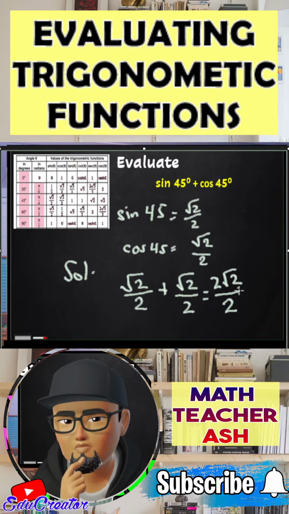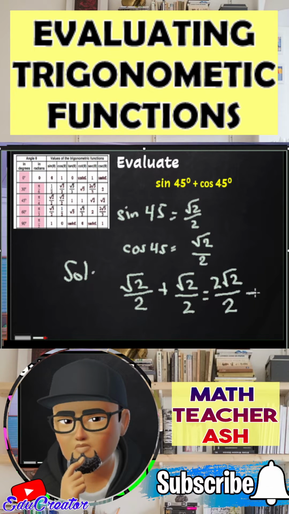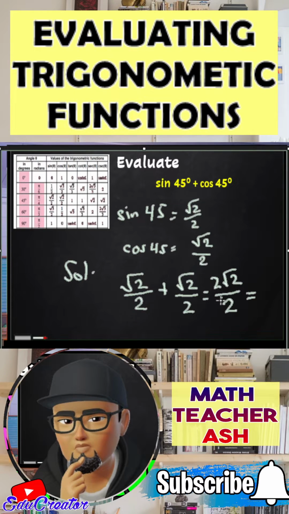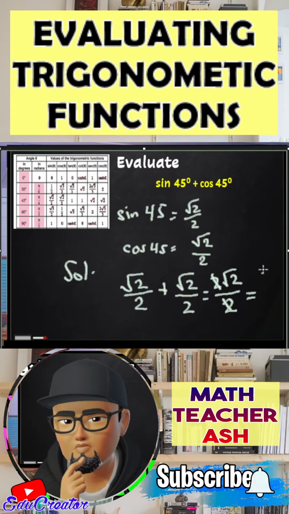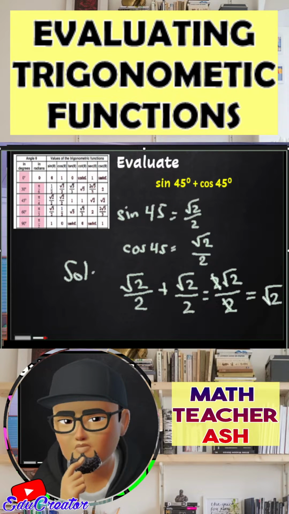Now, the question is, is this the final answer? My dear math learners, this is not yet the final answer because as we can see, we have our 2 here and we also have our 2 here. This can be simplified by canceling them out and you only have square root of 2 as your final answer.